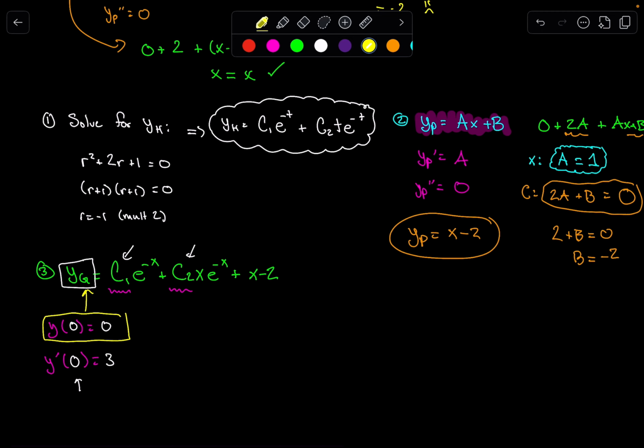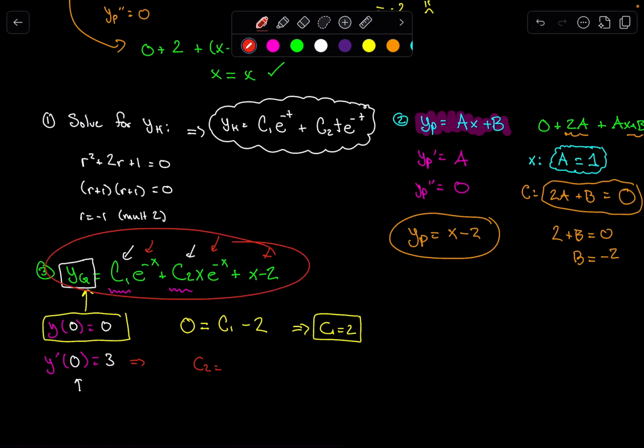So for instance, using the first initial condition, we get 0 is equal to c1, e to the 0 is just 1. And then this is 0, this is 0, so we get with a minus 2, so c1 minus 2. So what do we get? This tells us that c1 is equal to 2, so I'm going to lock that up. And then using the second initial condition, we need to take the derivative of all this, and I'm not going to do it for the sake of time, but we take the derivative of this and we solve for c2, and then we're done. And then we have a final general solution, okay?